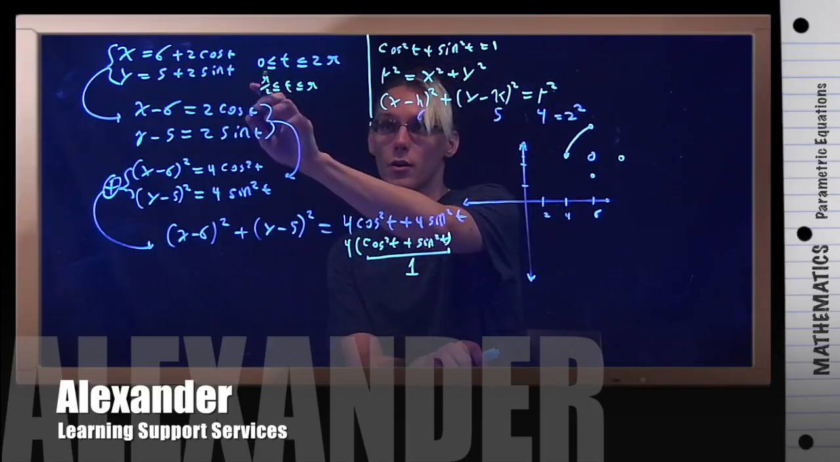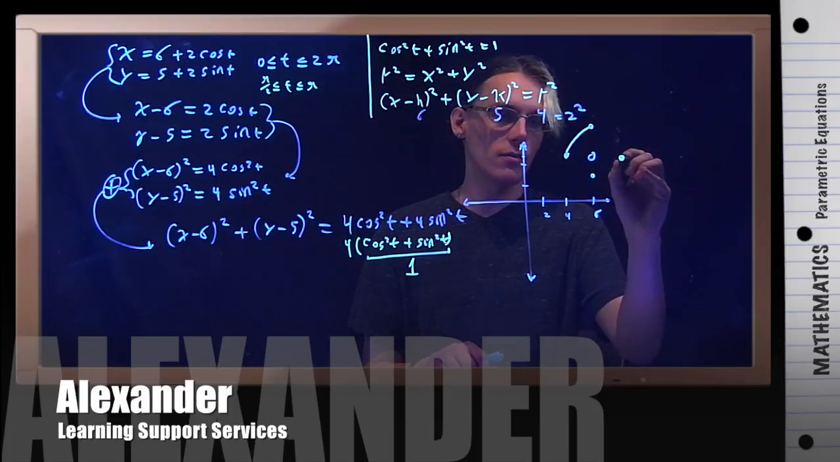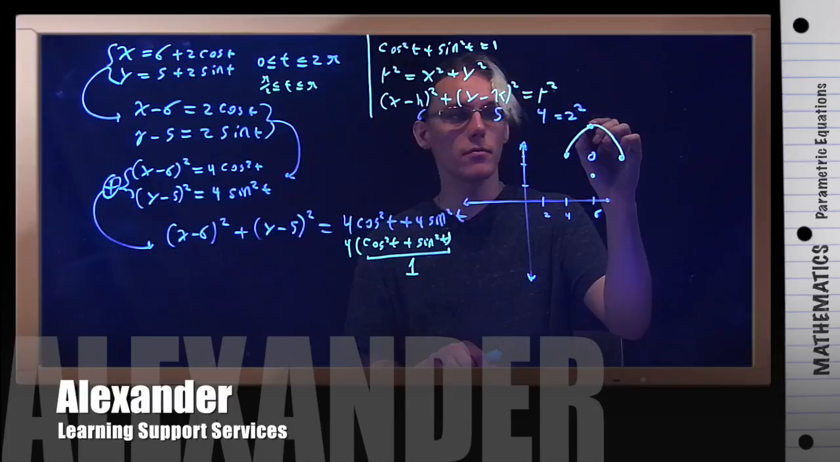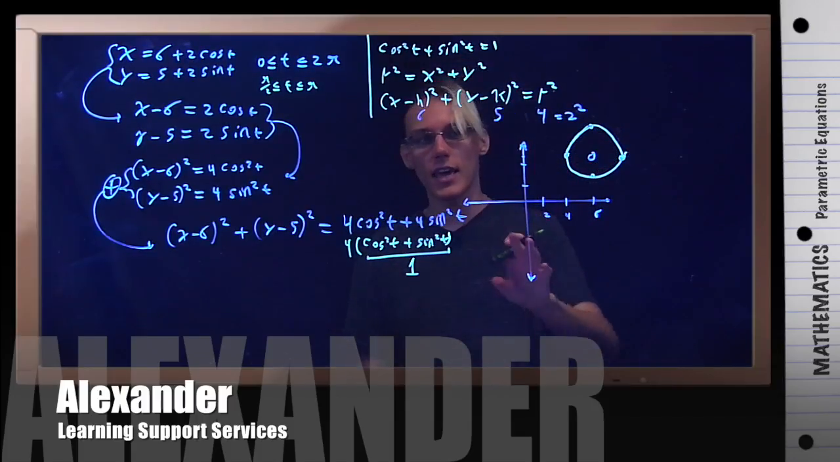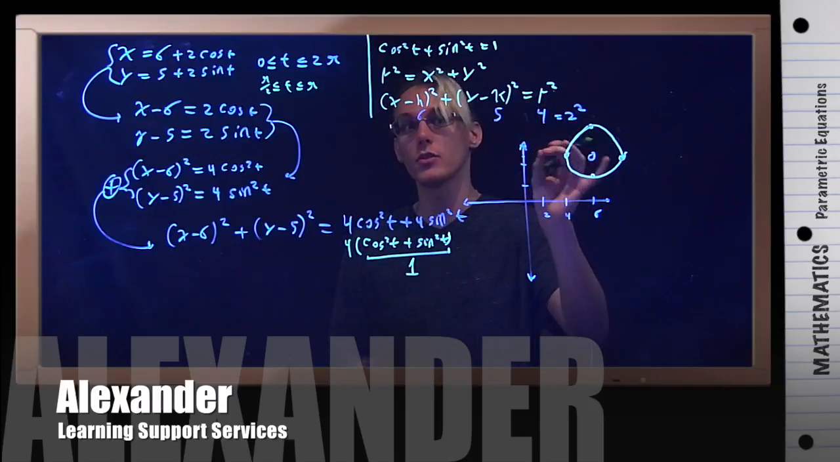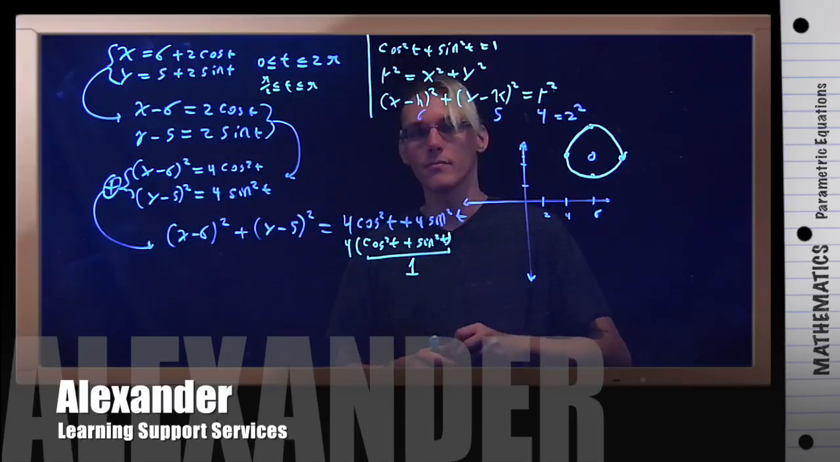However, in this case, we are told that it goes from 0 to 2 pi, which means, start here at 0 and go all the way around: pi over 2, pi, 3 pi over 2, 2 pi. So yes, in this case, it's just an entire circle. But you do have to be careful about that and check the bounds on your t variable. And that is this example.